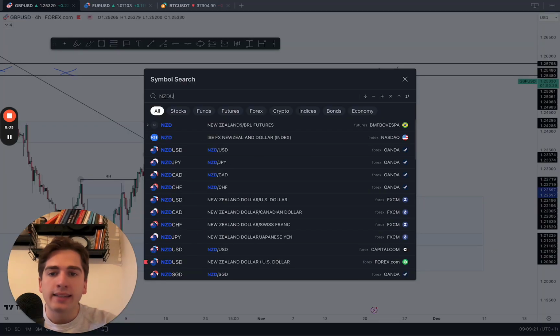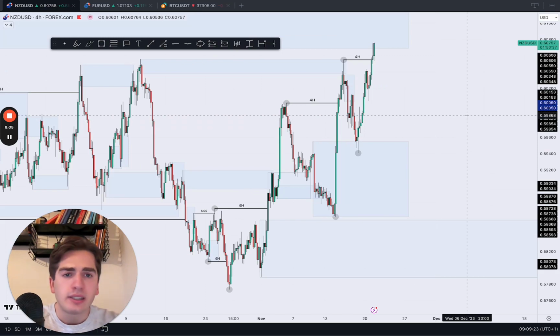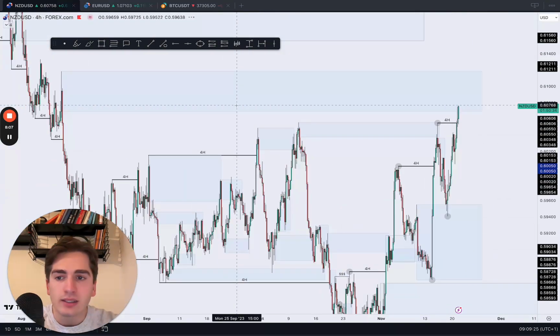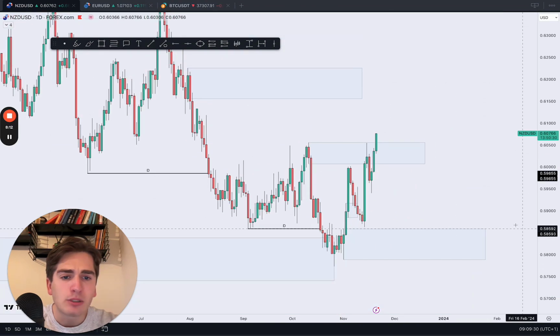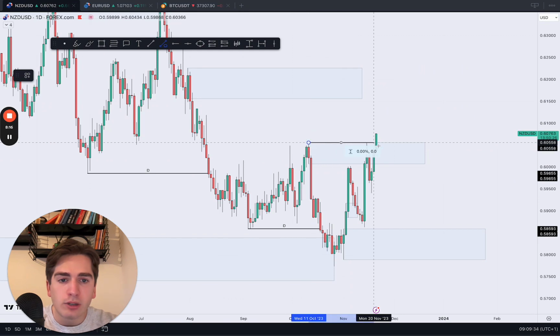Moving on in towards NZDUSD. So NZDUSD is now located inside this area of 4 hour supply. Looking at it from a daily perspective, if the daily today closes above this high, the daily is now bullish.